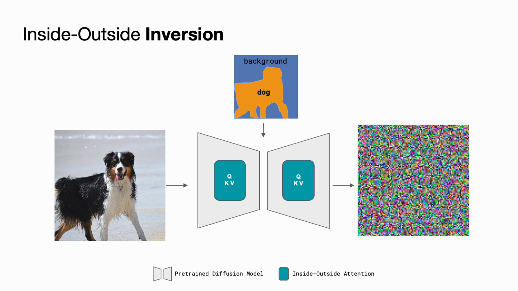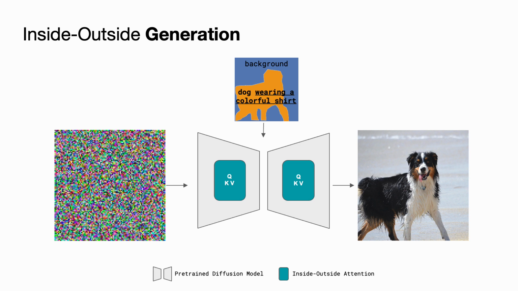Because we're editing real images, we find it is helpful to first run DDIM inversion, which discovers a noise seed that would reconstruct the input image and is then used as a starting point for our generation process. To edit the image, we then run generation with a different text prompt, i.e. from dog to dog wearing a colorful shirt.